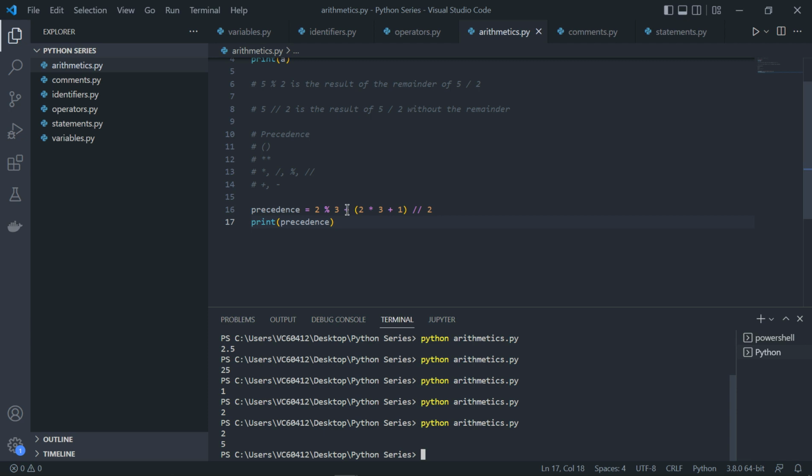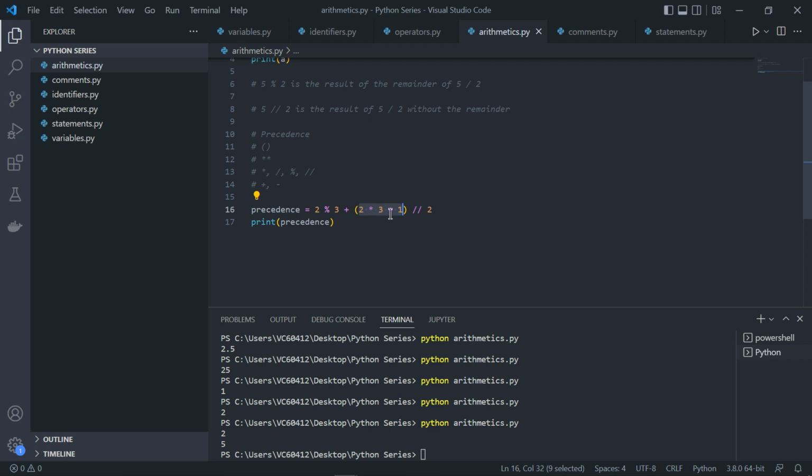Now let's do this together. How did we arrive at 5, right? We said bracket should come first. So solve what is in the bracket. The precedence should be 2 times 3 first, followed by plus 1. So the result plus 1, that's 6 plus 1, is 7, right?